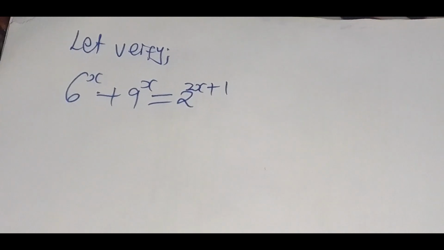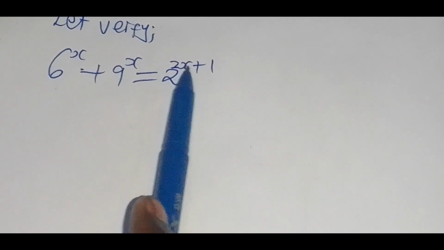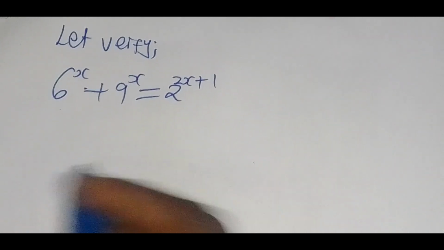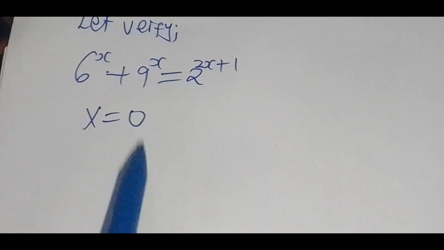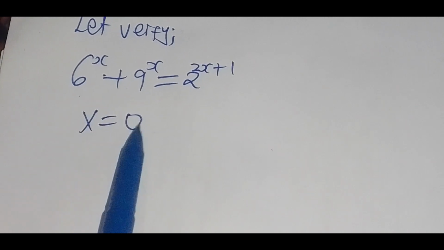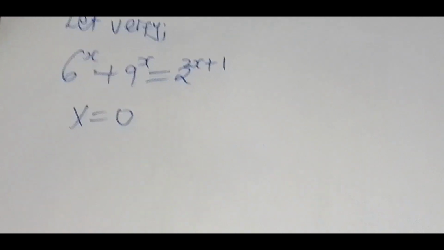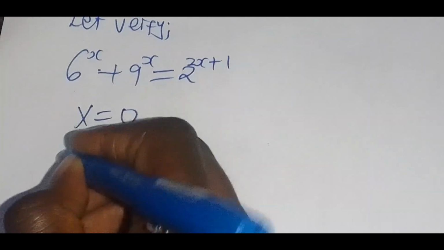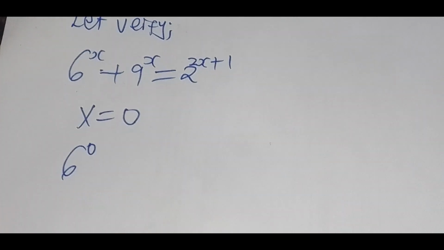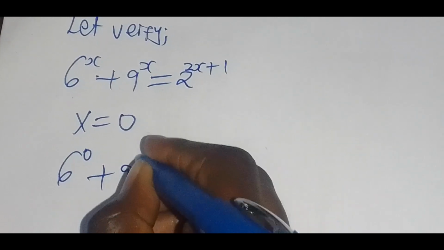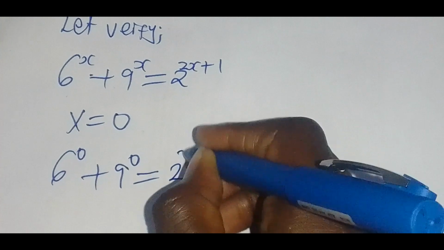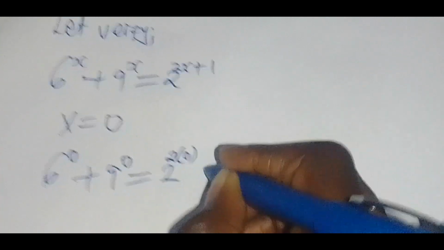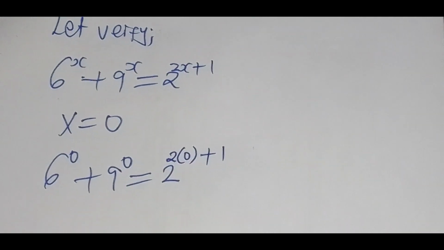Let's verify that 6 raised to power x plus 9 raised to power x is equal to 2 raised to power 2x plus 1. Okay, now since we have x is equal to 0, we can substitute this x, which is 0, in our exponential equation. Okay, so that we'll have 6 raised to power 0 plus 9 raised to power 0, this is equal to 2 raised to power 2 multiplied by 0 plus 1.